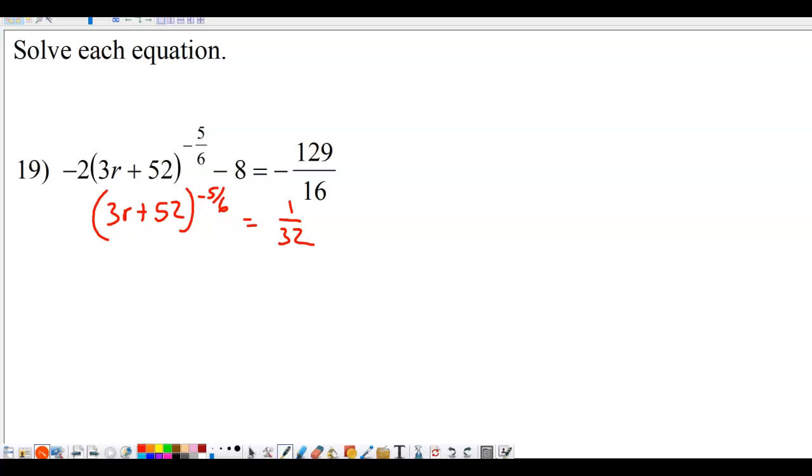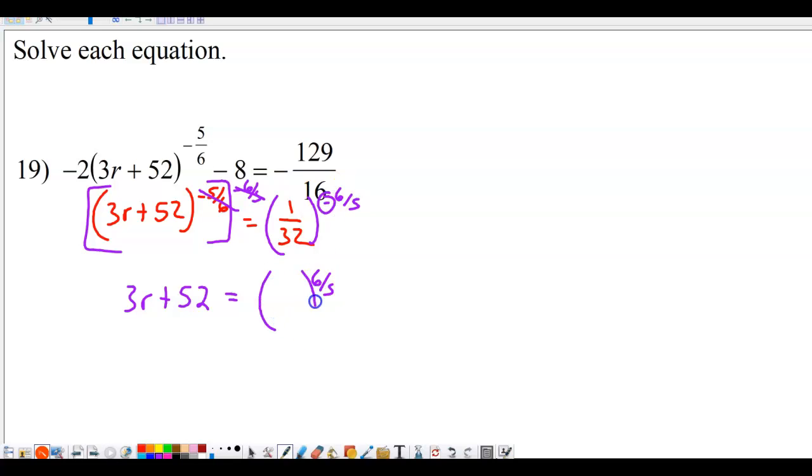We're going to raise both sides to the reciprocal power of -6/5. So on this side, these cancel each other out, and I'm left with 3r plus 52. And on the right side, the negative, I'm going to change that into a +6/5, and as a result, that's going to flip my fraction over, so it's 32 over 1. But I don't really need the 1 on the bottom, so I'll just leave it as 32. And then we're going to need to simplify that. So that's the 5th root of 32 raised to the 6th power.